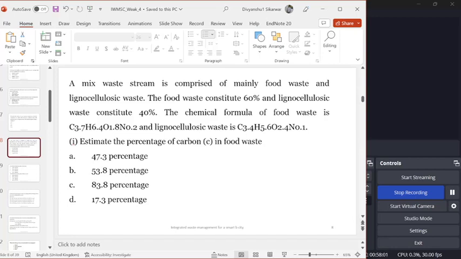So the chemical formula of food waste is given for both food waste and lignocellulose, and we have to estimate the percentage of carbon present in food waste.